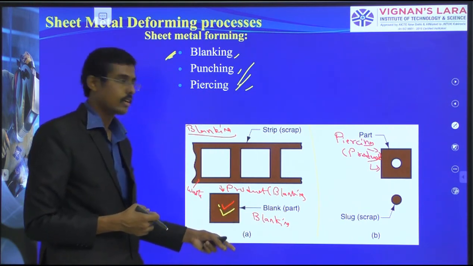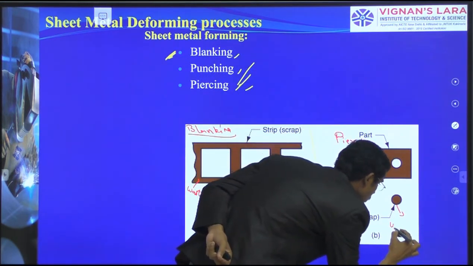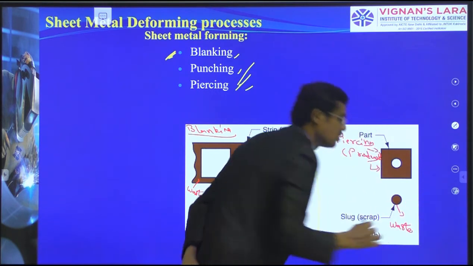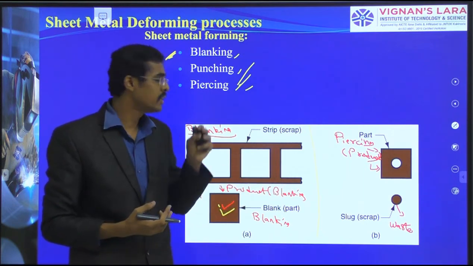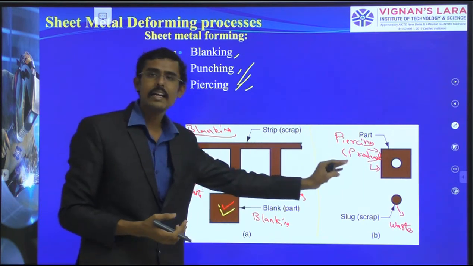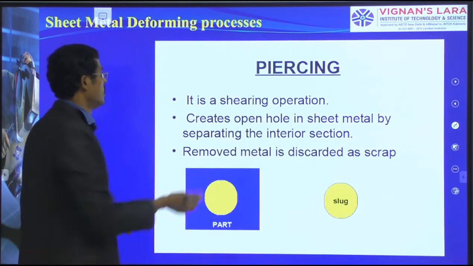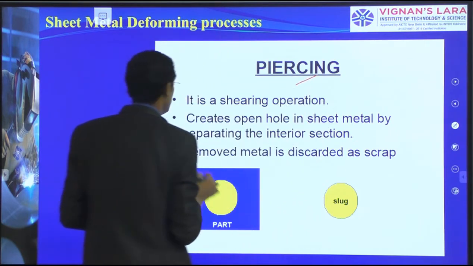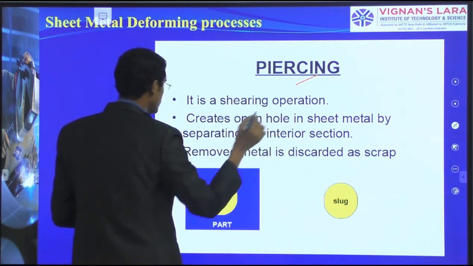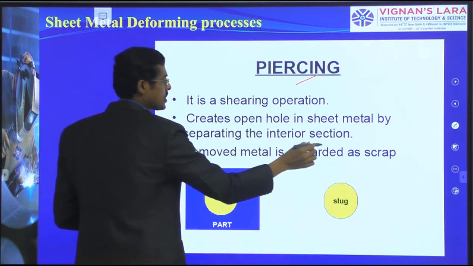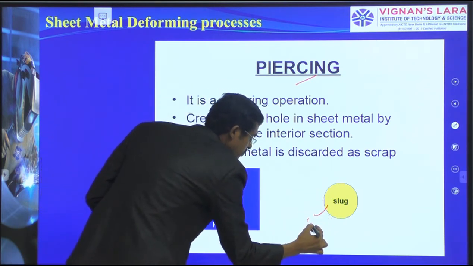Now I am naming this as blanking, which has come over. I am naming this as waste. So we need a simple understanding of the difference between the blanking operation and the piercing operation. The same, it is a shearing operation. Piercing creates an open hole in a sheet metal by separating the interior section, and the removed metal is discarded as scrap. So from here what I have taken out is going to be the waste.